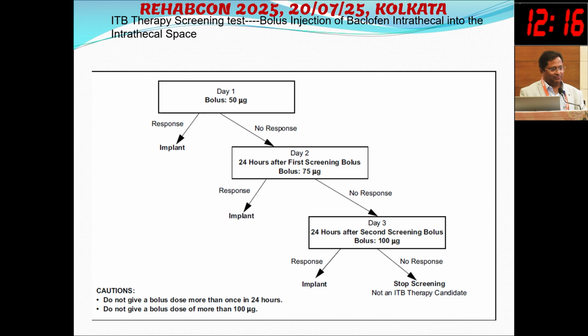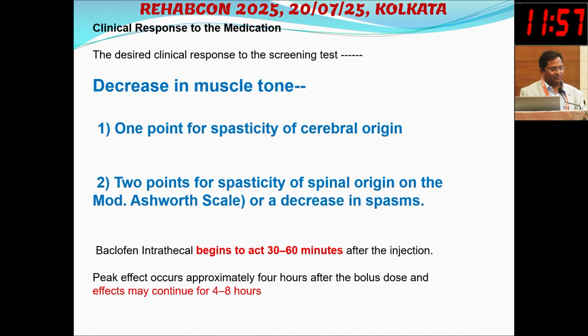But it has to be in a controlled environment because the patient might sometimes develop cardiorespiratory problems. So there has to be a resuscitation facility. We do it in a recovery room just adjacent to our operation theater. If the patient develops any problem, our anesthesiologist can handle the situation. The clinical response to medication has to be a decrease in muscle tone of at least 1 point for spasticity of cerebral origin and 2 points for spasticity of spinal origin. And we have to monitor 30 to 60 minutes after injection.